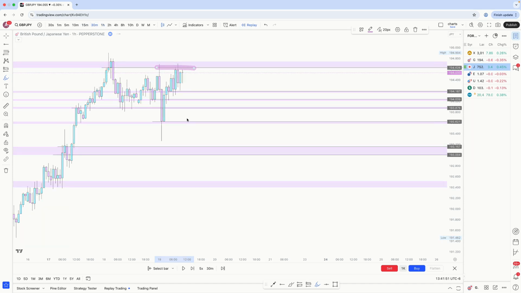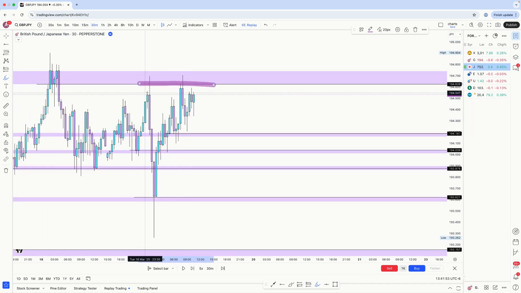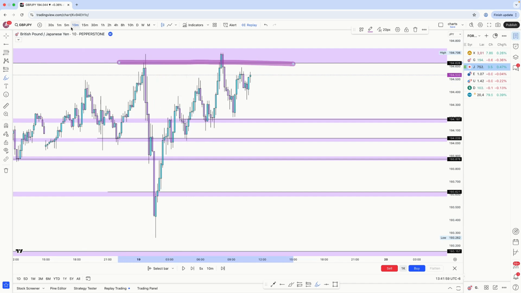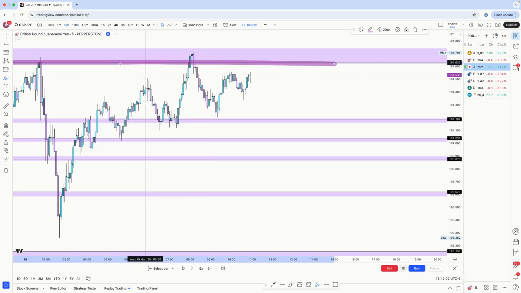Okay, so if we go down to the 30-minute, we can see more price action. If we go down to the 15-minute, we see more price action. If we go down to the 10, the 5, et cetera, we're seeing more price action on the price that we want to enter on, okay? So that's the reasoning for entering on a lower time frame.